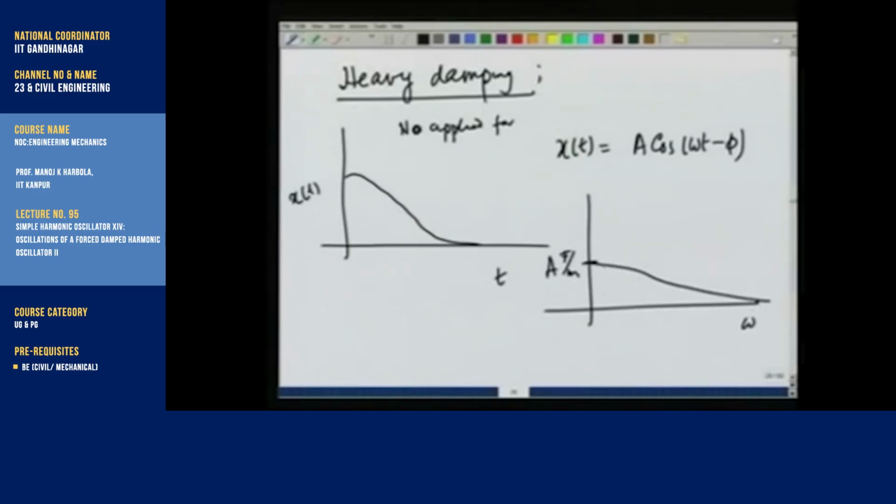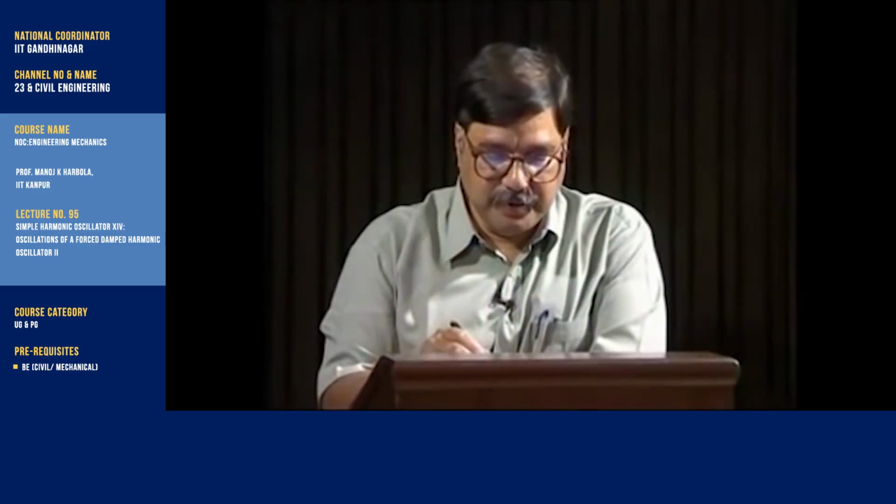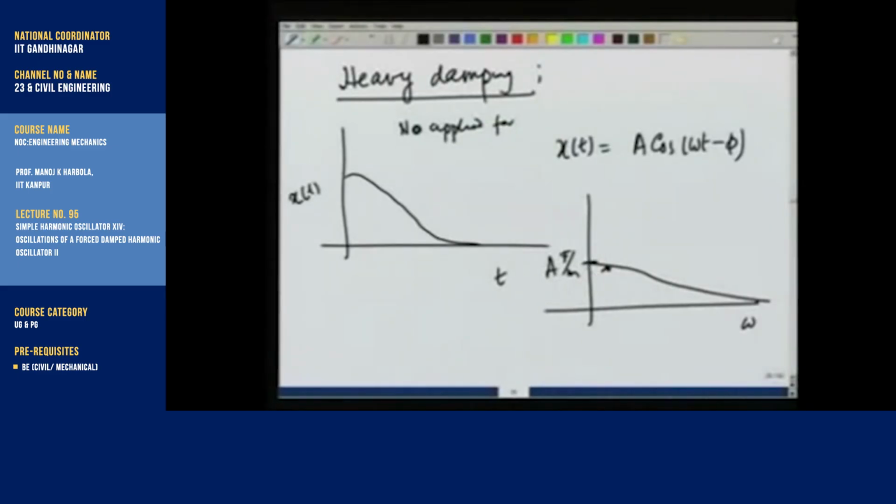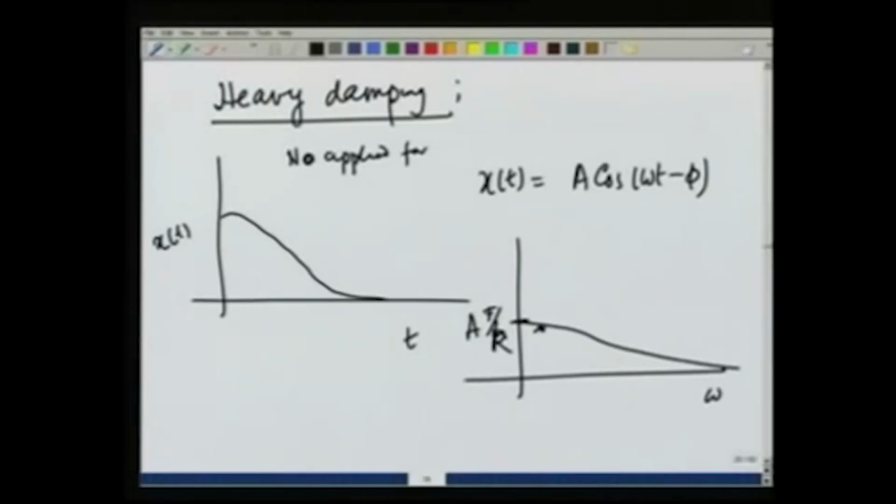So, for low frequencies, the oscillator oscillates with large amplitude, always less than f over k, and then for larger frequencies the amplitude becomes less and less. This is sensible because for low frequencies the force has enough time to act on the system and therefore displaces it. However, as the frequency of the applied force goes up, the system does not have enough time to react to the applied force and therefore its amplitude is very small.